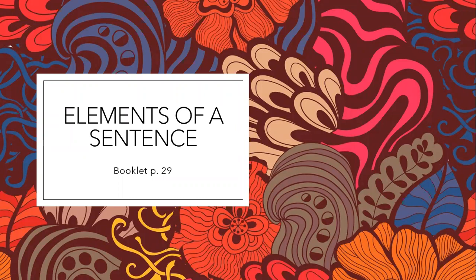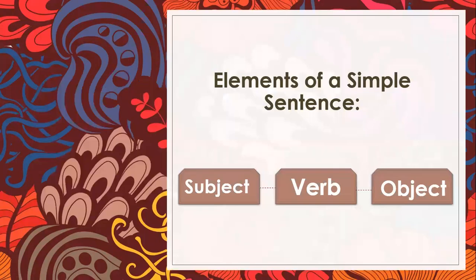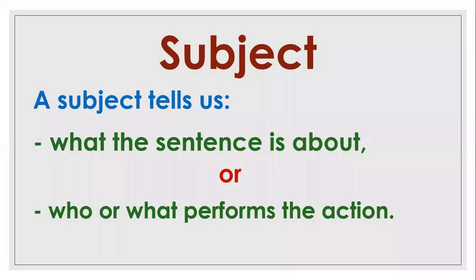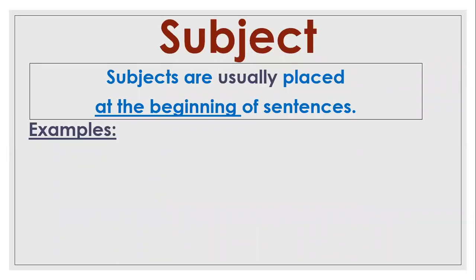Please open your booklet, page 29. The elements of a simple sentence are subject, verb, and object. What is a subject? A subject tells us what the sentence is about, or who or what performs the action. And the subject is usually placed at the beginning of sentences. Let's see some examples on this.